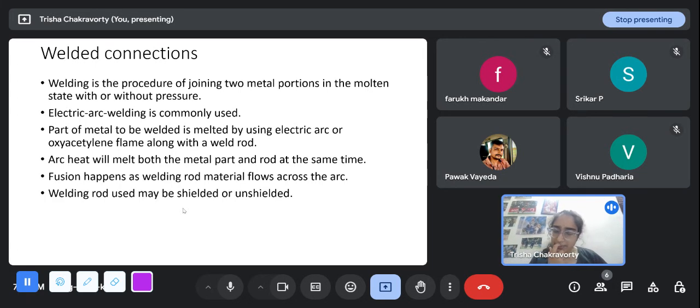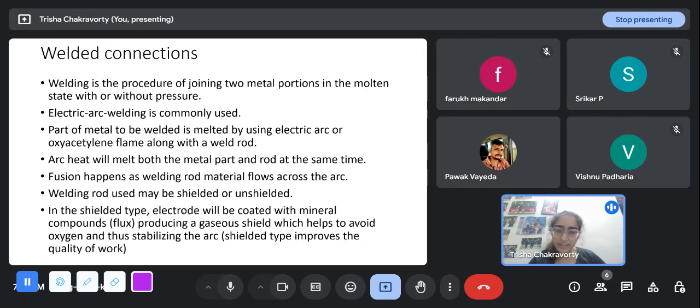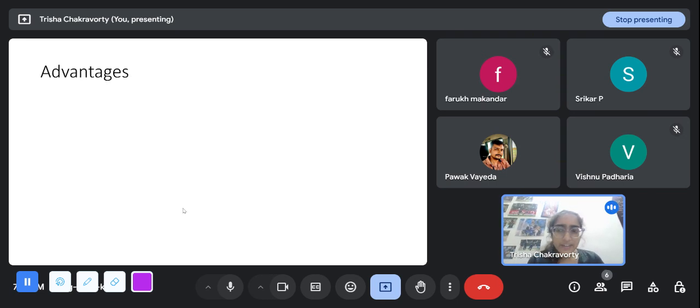Welding rod use may be shielded or unshielded. In the shielded type, this is just a general knowledge bit, it most probably won't be asked. The electrode will be coated with mineral compounds, flux, producing a gaseous shield, which helps to avoid oxygen and thus stabilizes the arc. Advantages of welded connections: the joint efficiency is 100%.